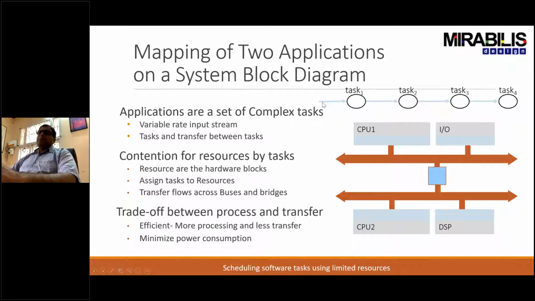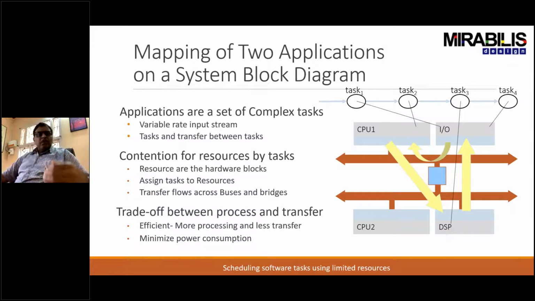Then what I have is the application. Here the application consists of three parts. The first is the variable rate input stream. It can be signals, packets, data, requests, any of those kinds of things. I have the concept of tasks, and then there are transfers between the tasks. Each task gets mapped to one of the resources in my system, and the transfers between them are these. For example, when I take 2 to 3, 2 is going over here, 3 is going over here. You can see that I have to go bus 1, bridge, bus 2 to DSP. So that's my transfer information.